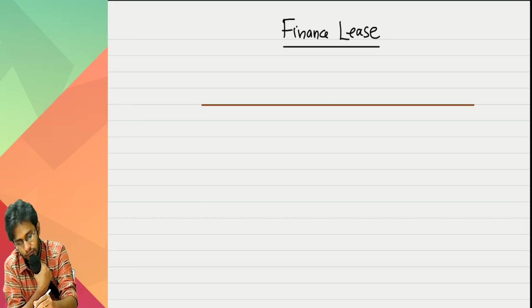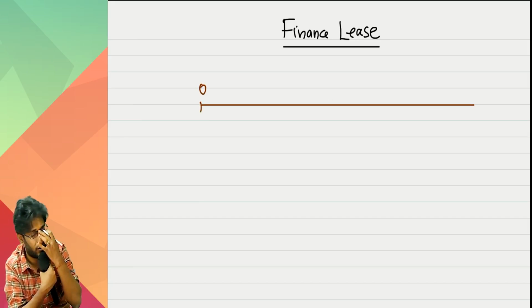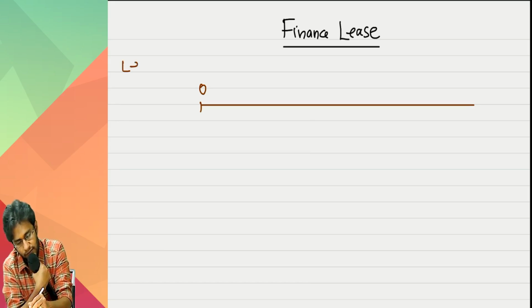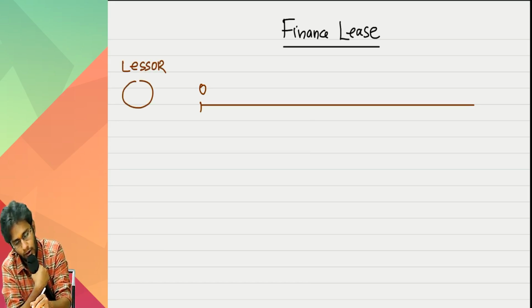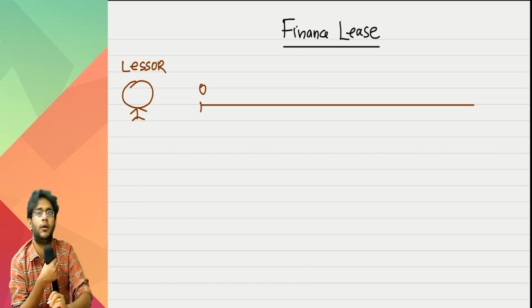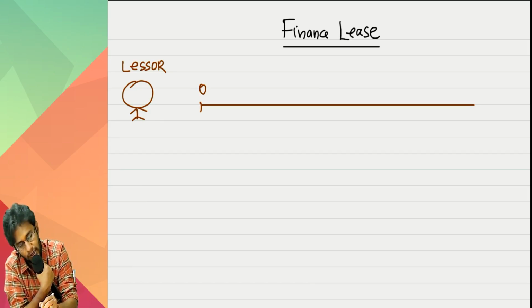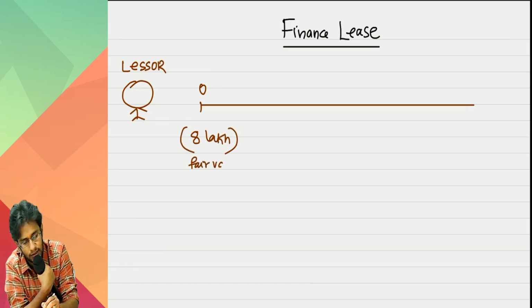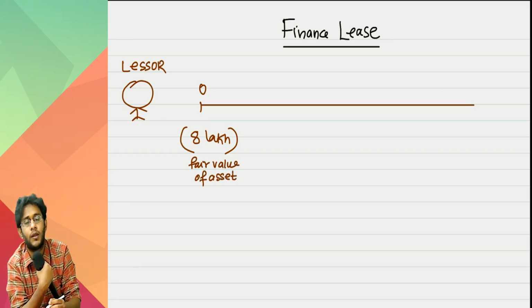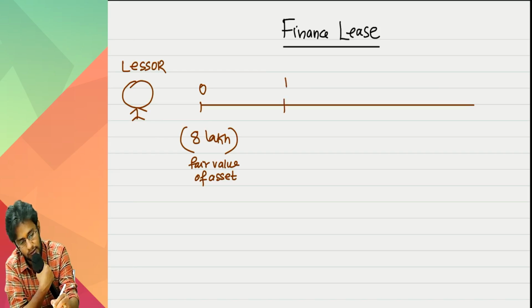So let me take some numbers. Sir, this fellow is a lessor. In order to give the asset on lease to you, first of all this fellow should have the asset. Therefore, this boy spent some 8 lakh rupees today to buy the asset, which you can understand as the fair value of the asset, because he bought the asset today. And he gave the asset on lease to a lessee for a period of 3 years.